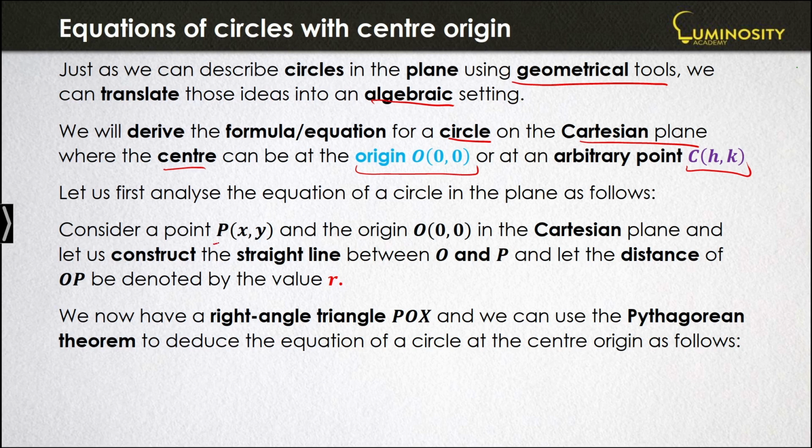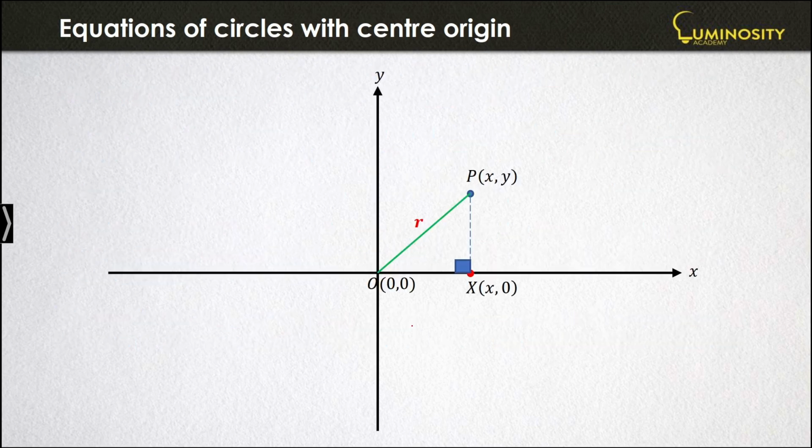Let's consider a point P, call it (x, y), and the origin point (0, 0) in the Cartesian plane. Let us construct the straight line between O and P, and let the distance OP be denoted by the value r. This distance is essentially going to be the radius of our circle. We now have a right angle triangle, and we can use the Pythagorean theorem to deduce the equation of a circle with the center origin as follows.